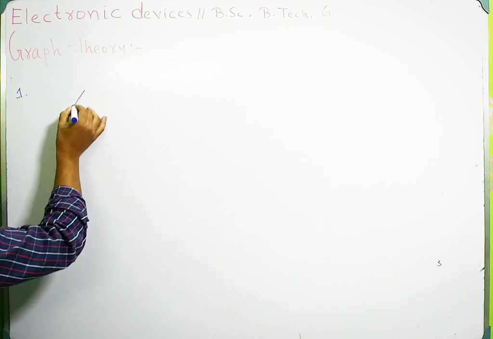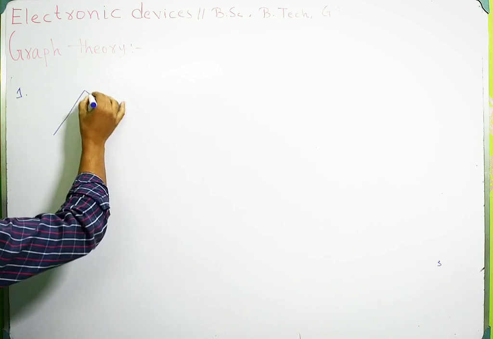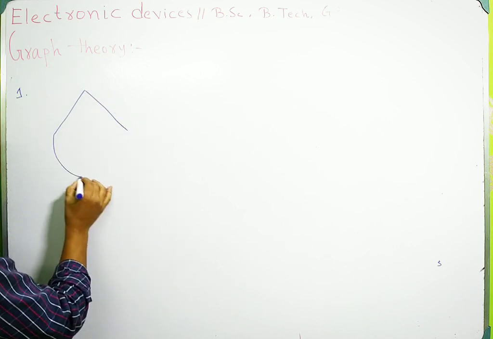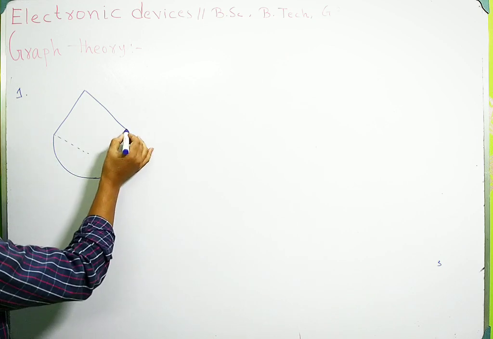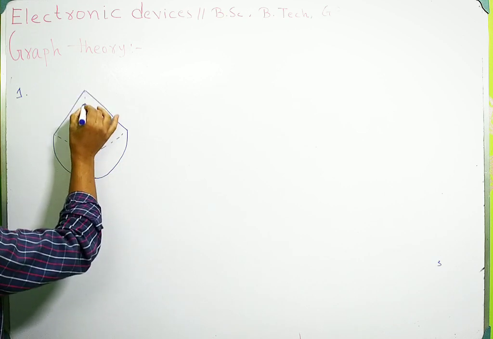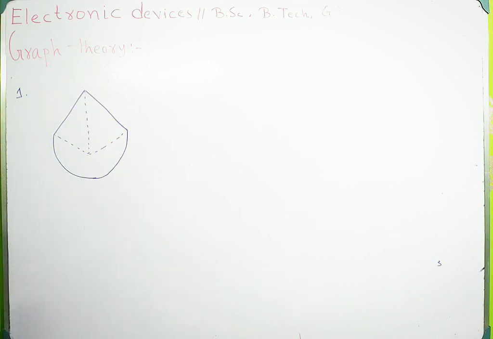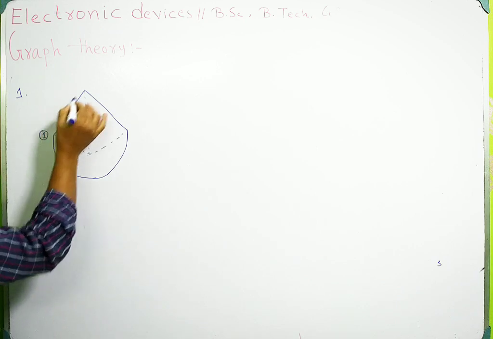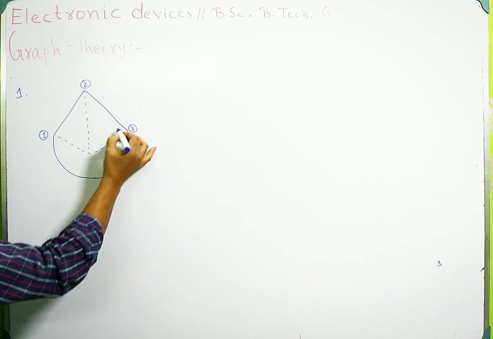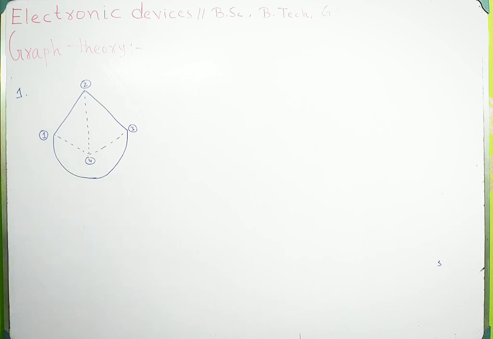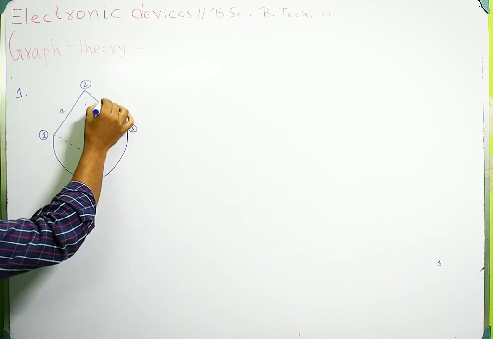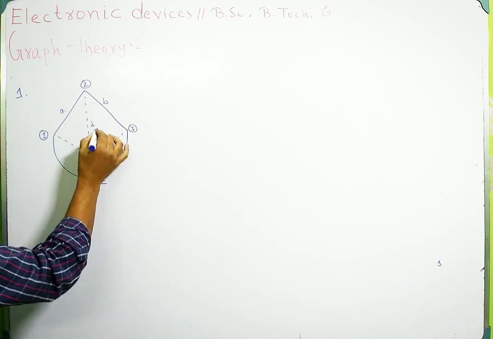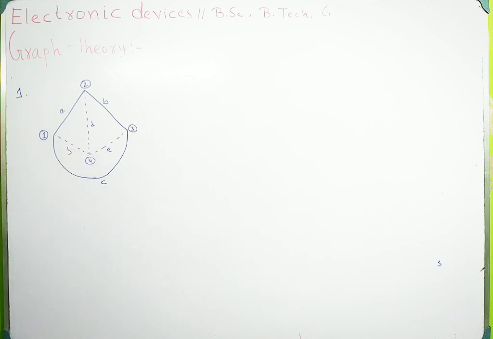Suppose this is node number 1, this is 2, this is 3, this is 4. So this is node 4. This is branch A, B, C, D, E, F. So the dotted line is co-tree.